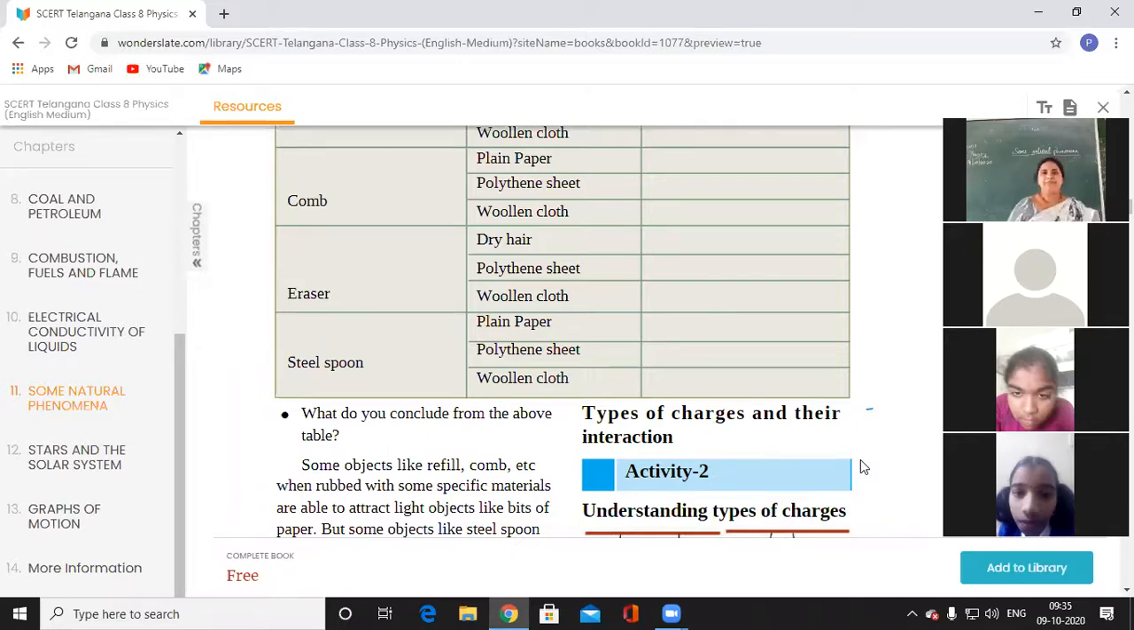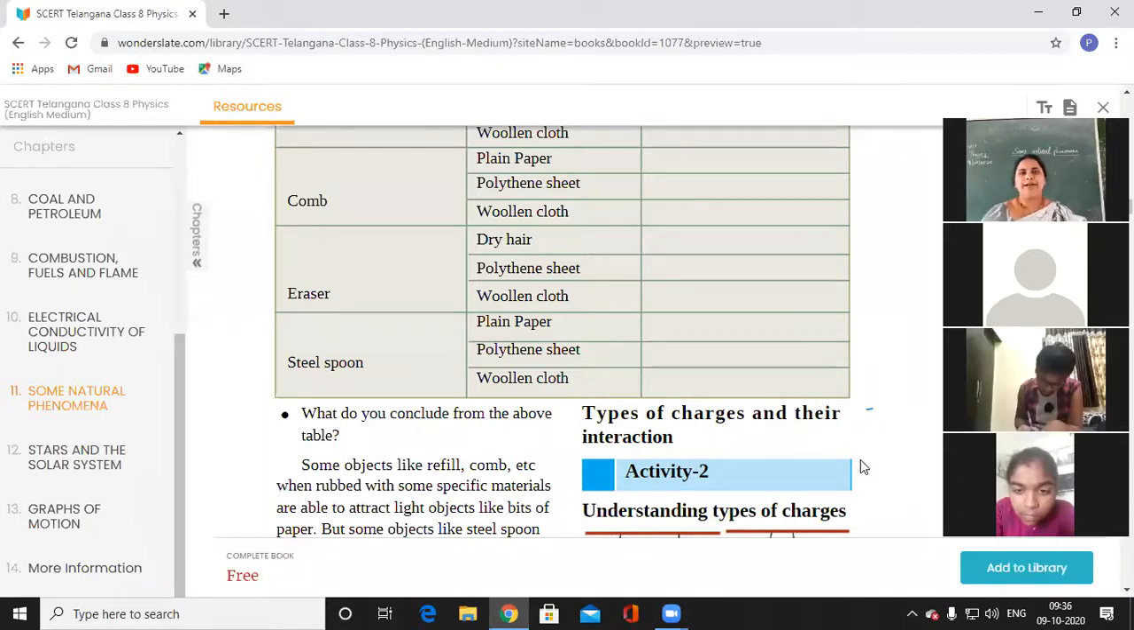Next, steel spoon. The next material is steel spoon. Now look at the steel spoon. Take a plain paper, take a steel spoon, rub the steel spoon with the plain paper. After rubbing, bring the steel spoon near bits of paper. Does it attract the bits of paper? No, it does not attract the bits of paper.